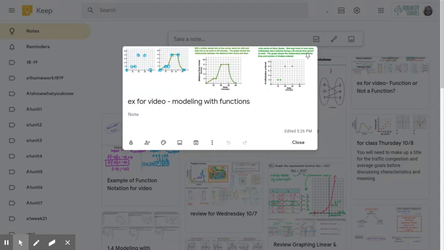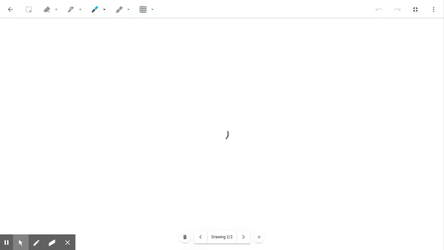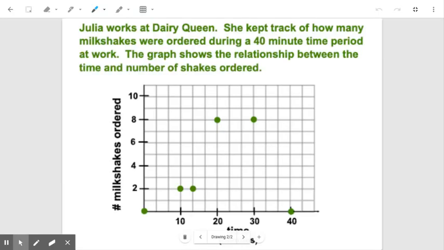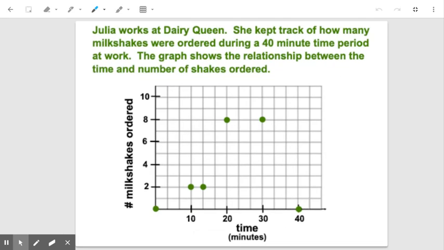So the first example that we are going to look at is this one. And it is a discrete graph. And it says Julia works at Dairy Queen. She kept track of how many milkshakes were ordered during a 40-minute time period at work. The graph shows a relationship between the time and the number of shakes ordered. So if you notice, across the bottom is time in minutes, and it said she recorded her data for a 40-minute time period.